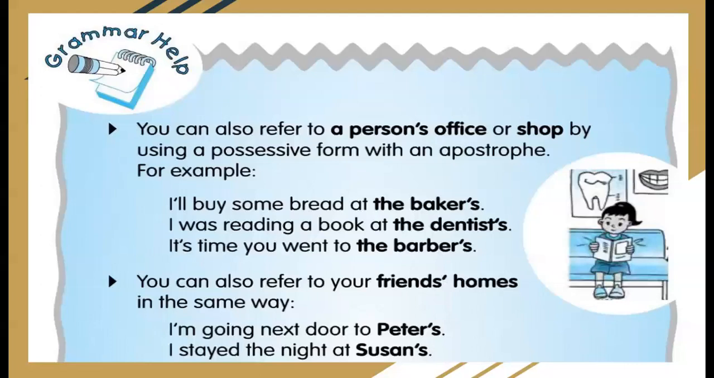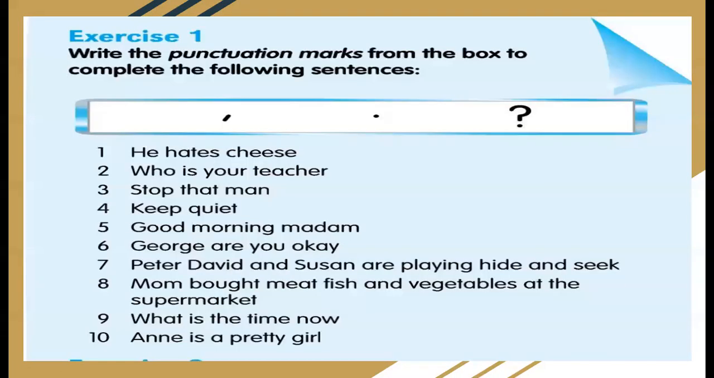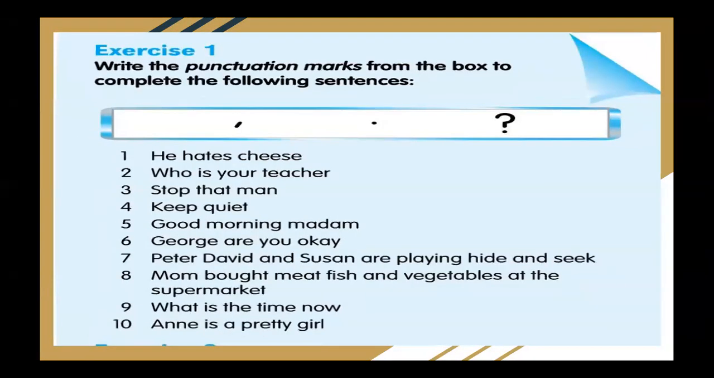So here you have to put the punctuation marks. Exercise 1: write the punctuation marks from the box to complete the following sentences. You have to put a comma, a period or full stop, and a question mark. So, "He hates cheese." What should come over here? Period, full stop. Okay, full stop or period.